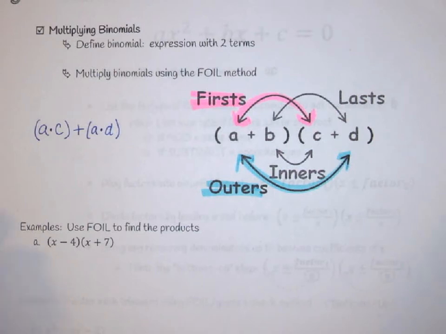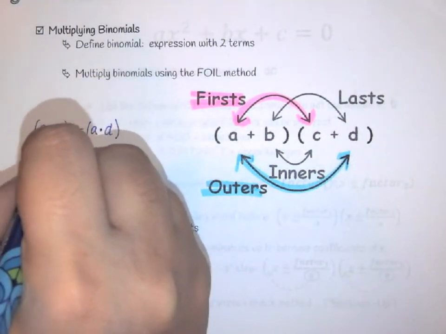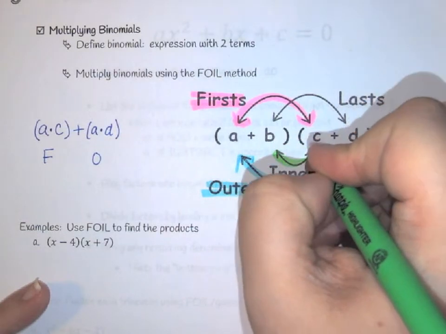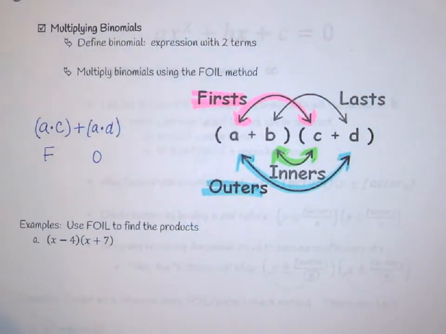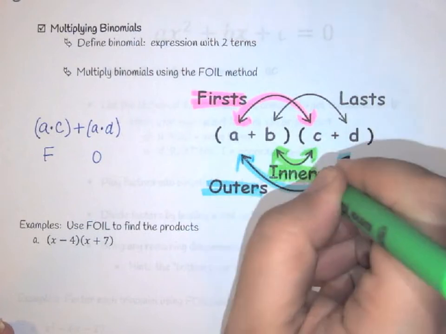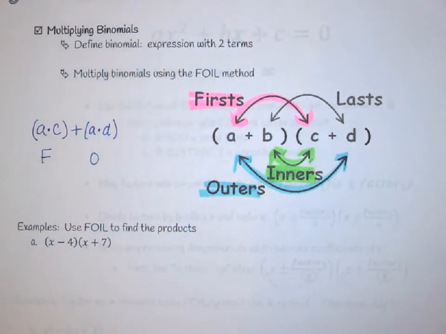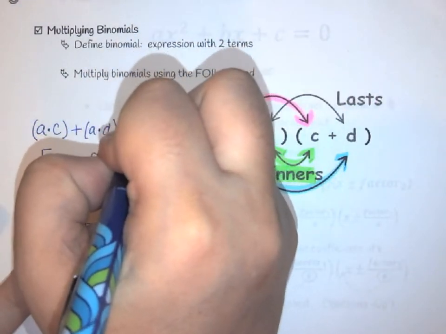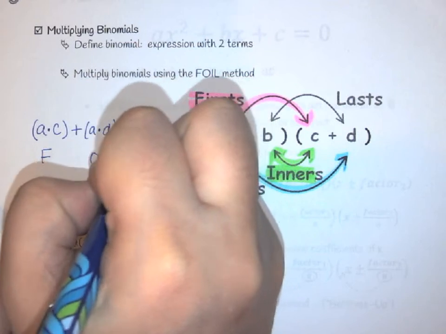Okay? So if we look at it, this was first for FOIL. This is O for my outers. Well, then we have your inners. So your innermost terms are just that. They are the two terms directly next to each other, or the innermost terms of your two binomials. Okay, that is going to make up what we call the inners. Okay, so in this instance, that's going to be b times c. So plus b times c makes up the inner.